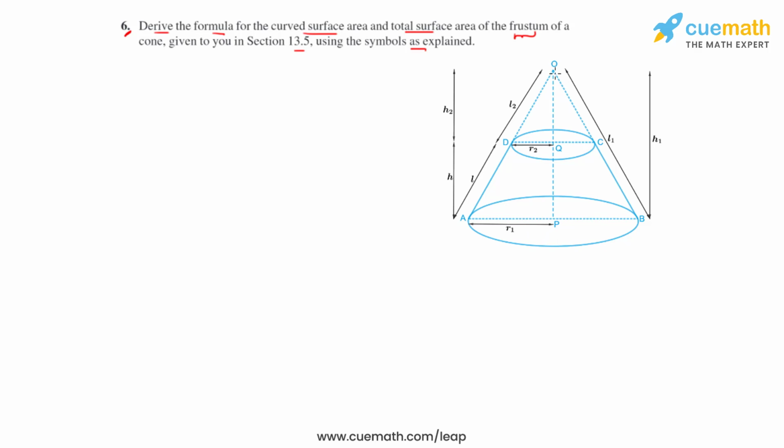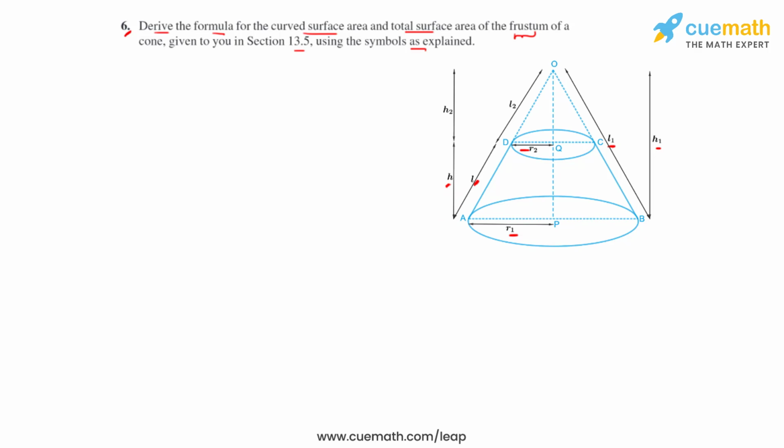Basically what we have is a cone OAB with its base radius being R1, its total height being H1 and its slant height being L1. Now to construct a frustum, we cut it by a plane which is parallel to its base. The plane we are making use of is DC and that gives us a frustum ABCD. The radius of the upper circle of this frustum is R2, as highlighted in the figure. We'll have to find the slant height of the frustum, which we have taken to be L, and the height of the frustum is taken to be H.